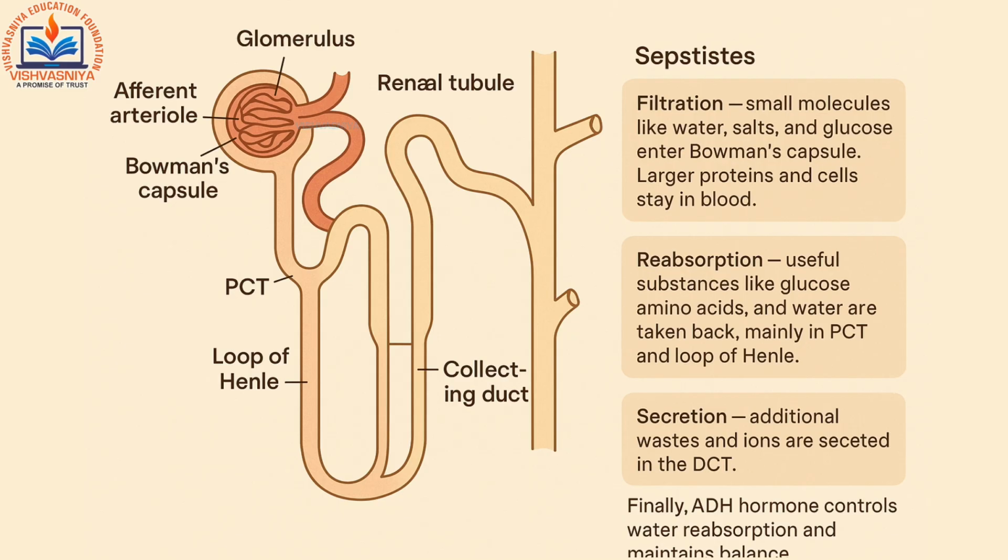Reabsorption: useful substances like glucose, amino acids, and water are taken back, mainly in the PCT and loop of Henle. Secretion: additional wastes and ions are secreted in the DCT. Finally, ADH hormone controls water reabsorption and maintains balance.